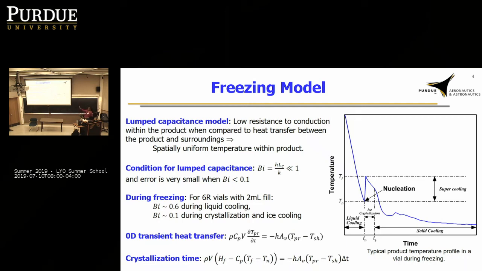Now, freezing in a vial, you have this liquid cooling stage, and then you have this ice crystallization stage, and then you have the solid cooling or the ice cooling stage. During this liquid cooling, the Biot number is around 0.6, so it's slightly higher than 0.1. And during the rest of the process, it's around 0.1. So there is some error associated with using this model, but it's still not a terrible assumption to use, as I'll show you in the next slide when we compare it with the experiments.